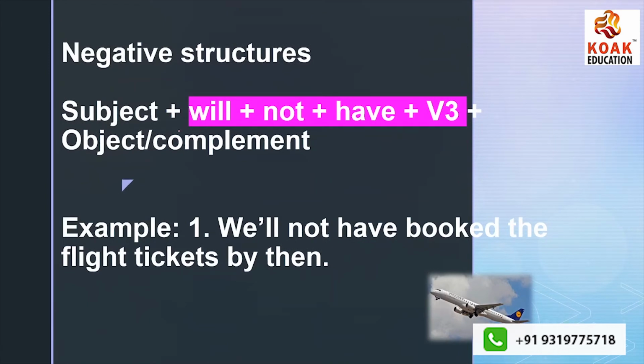For example, "We will not have booked the flight tickets by then." When I say "we'll not have booked the flight tickets," it is the contracted version of we will. So I am saying we'll not have booked the flight tickets by then. If you want, you can elaborate and say we will not have booked the flight tickets by then, but if you want the contracted version, you can use that as well.